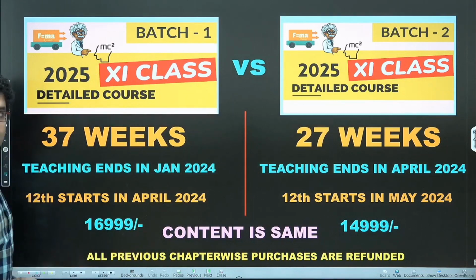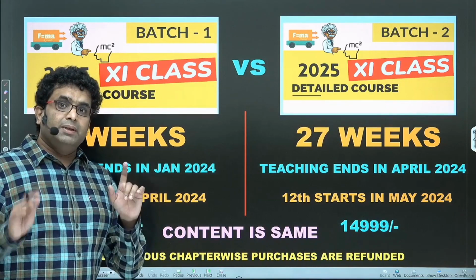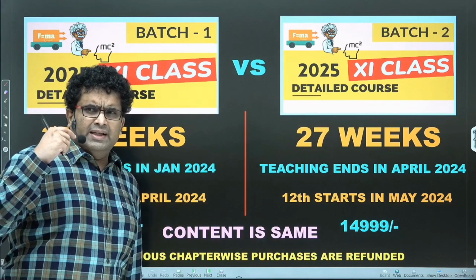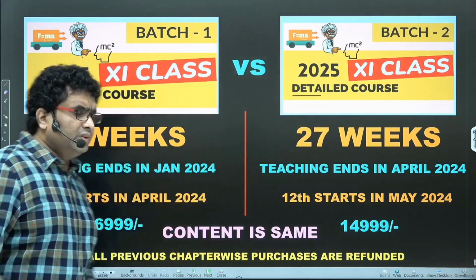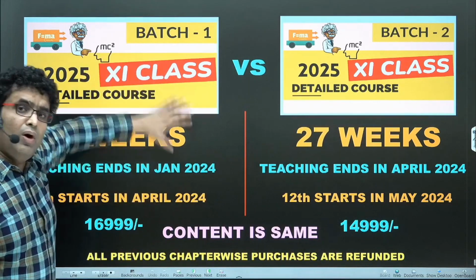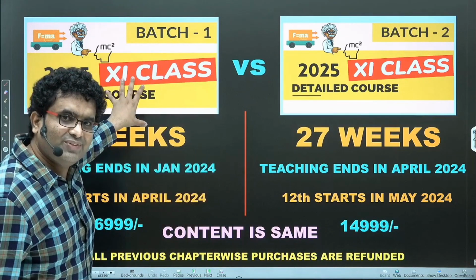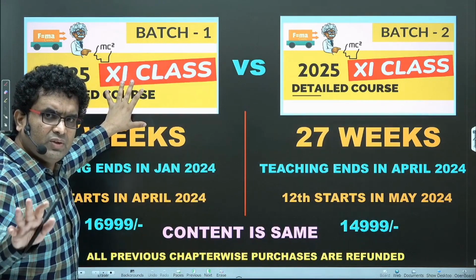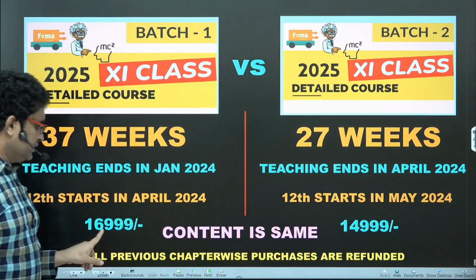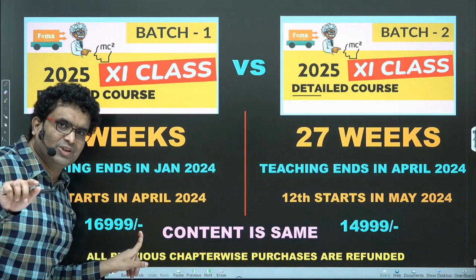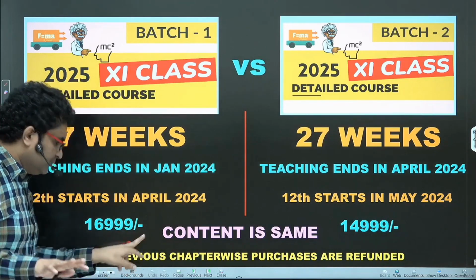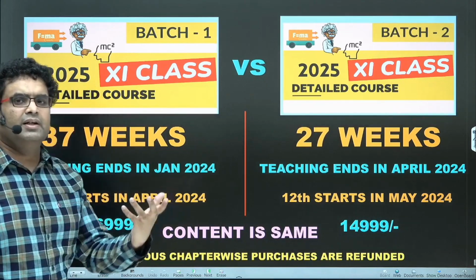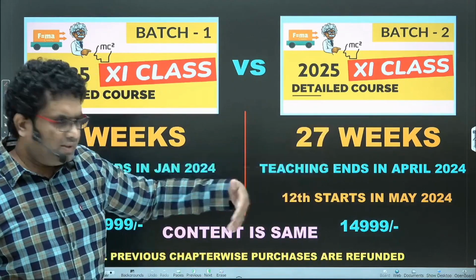And one more important thing: students who have already purchased chapters, and I have seen around 90 to 100 students who have already taken all the chapters up till gravitation in batch 1, amounting to somewhere around 10,000 rupees. So effectively they will be only paying 6,999 if they have already purchased 10,000. So you purchase this batch, send me the DM of the receipt, and I'll be refunding the amount. I'll tell you the procedure at the end.